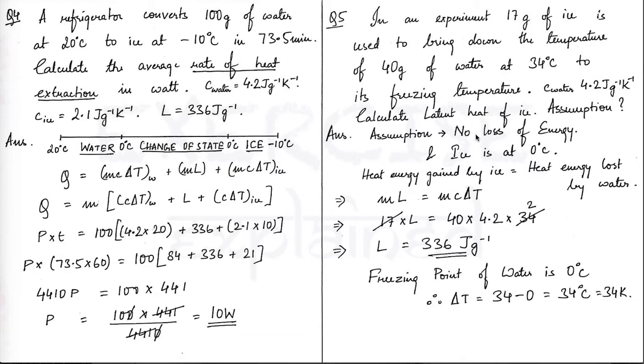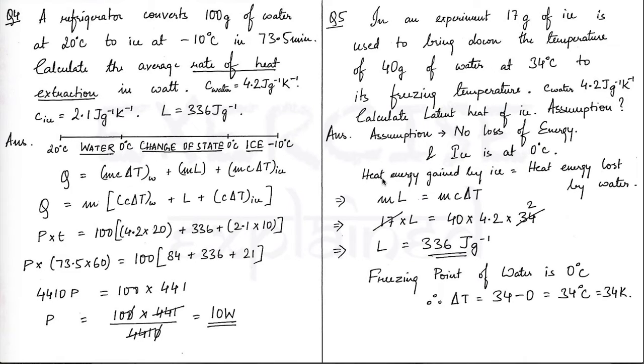Now, assumption we will write it as no loss of energy. In all the calorimetry problems of both the exercises, we assume there is no loss of energy. And when the temperature of ice is not given, we usually take it as 0 degree Celsius. So, in any question, if they ask you what are the assumptions made, you can just write there's no loss of energy. In all the questions of calorimetry, that is what we assume.